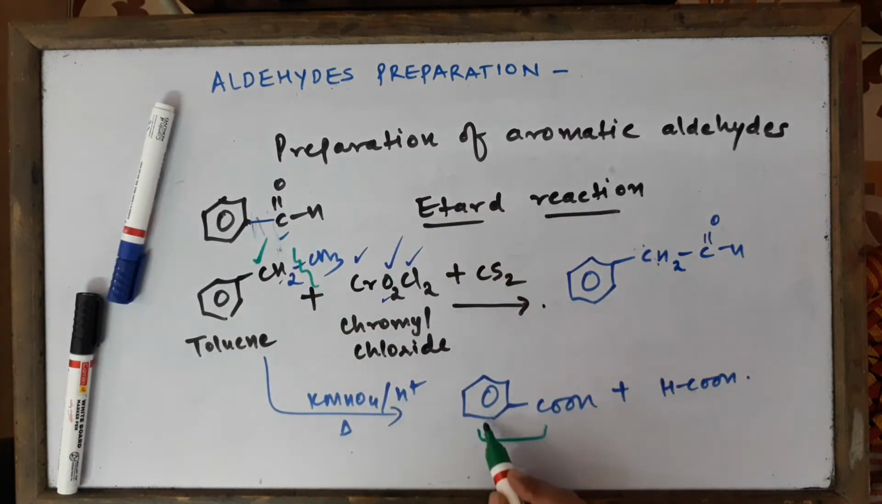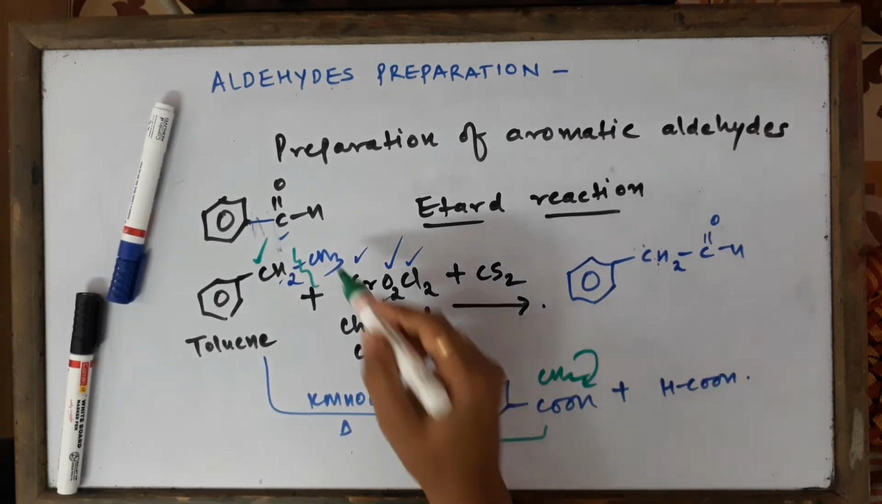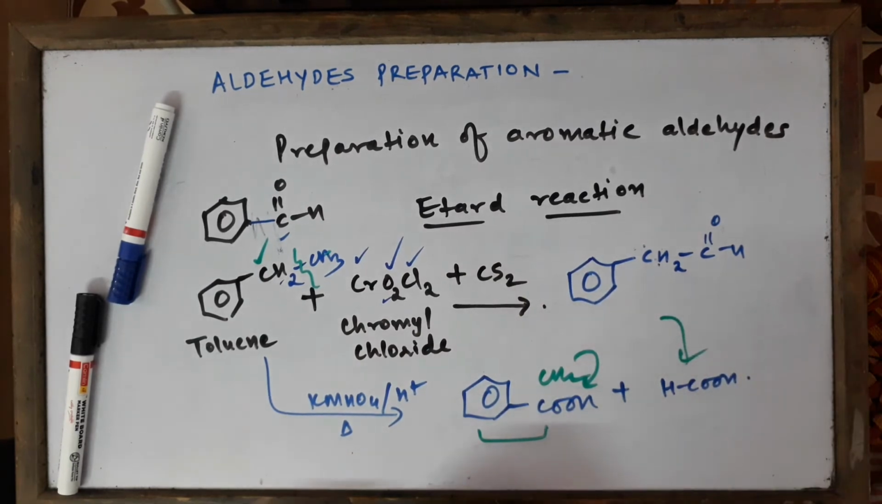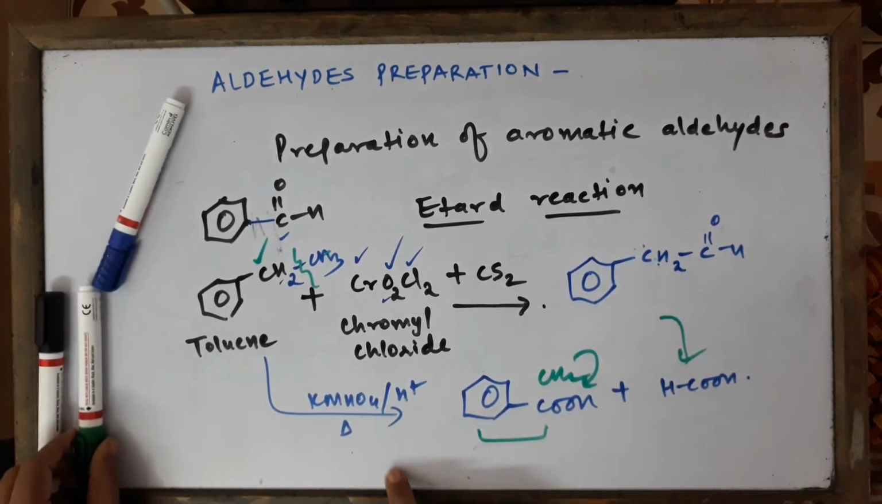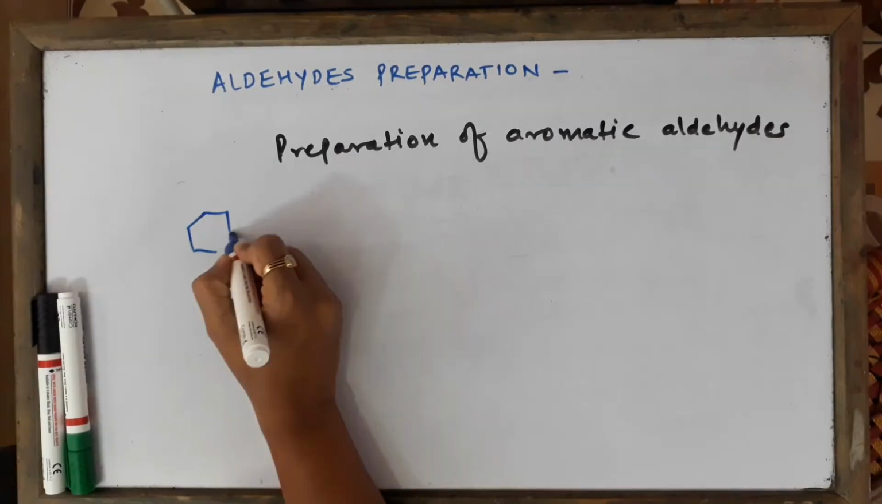One is this benzene with the CH2, and the CH2 automatically gets converted into COOH. And what happens to the CH3? It also gets converted into COOH. So this is the difference between the Etard reaction and the reaction with KMnO4. I'm sure this is clear to you. We'll go to the next one now.